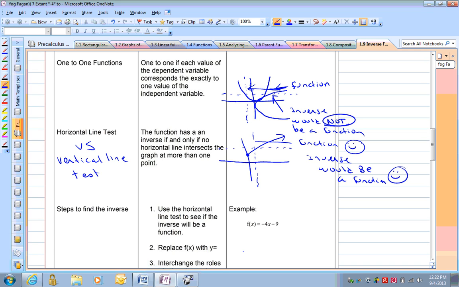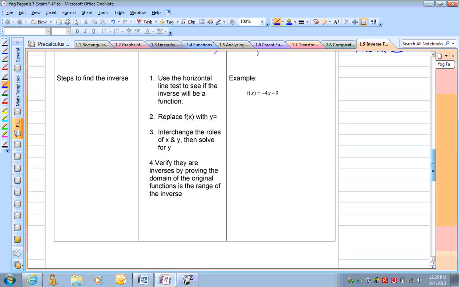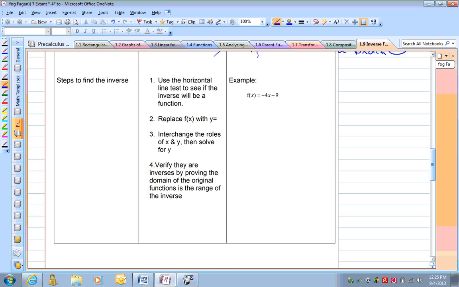Now let's take a look at what that would look like if we graph the inverse. If we graph this, it would look something like that. All right, let's take a look at our last problem of the day. We're going to find steps to find an inverse.